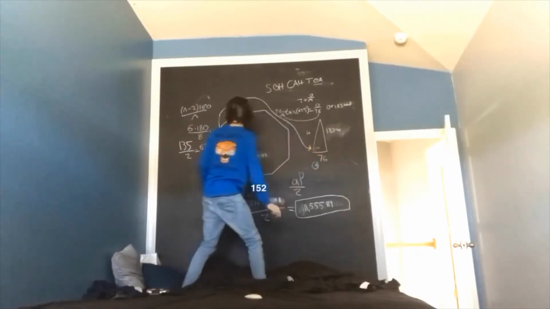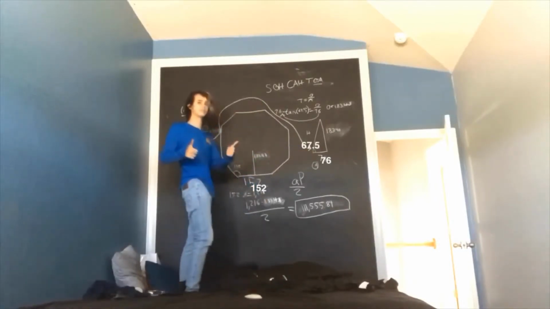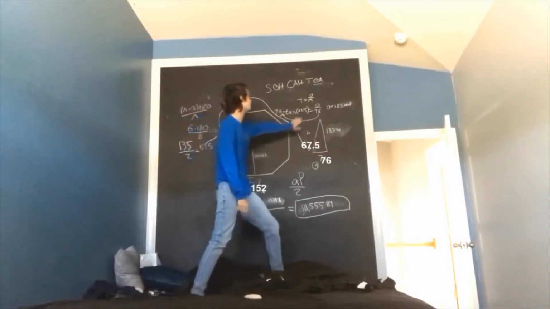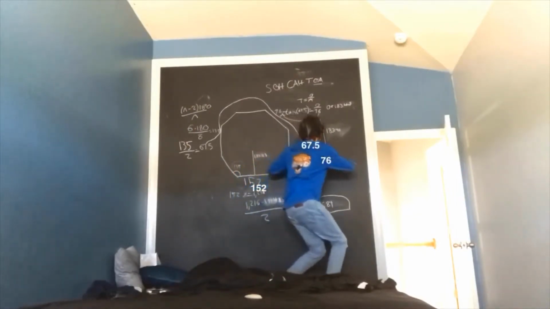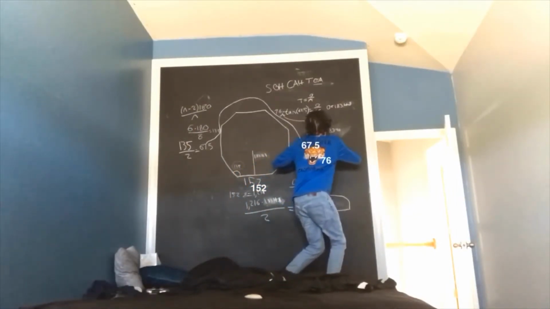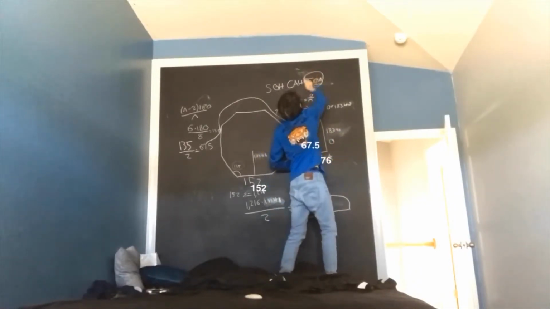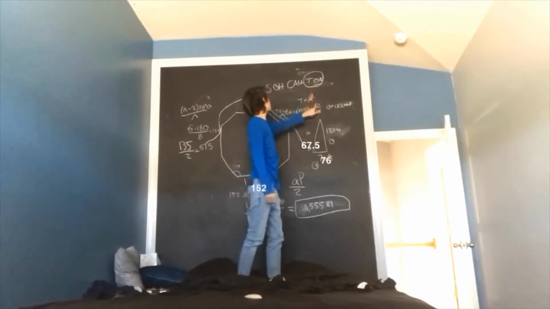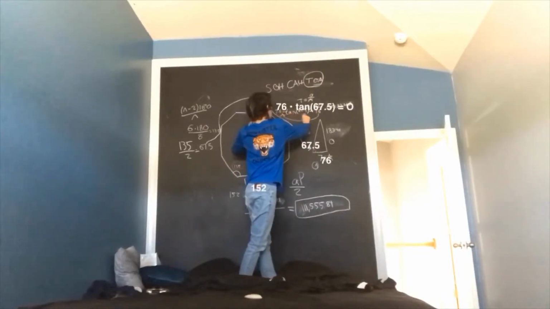So I label it. Now, next, you have to do trigonometry to find the apothem. So I indicate what's opposite and what's adjacent to the indicated angle. And I find that we don't have to use the hypotenuse, which means we're using TOA, which is tangent, and tangent is opposite over adjacent.